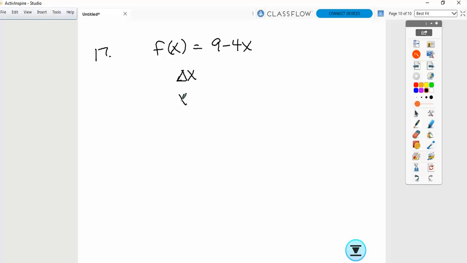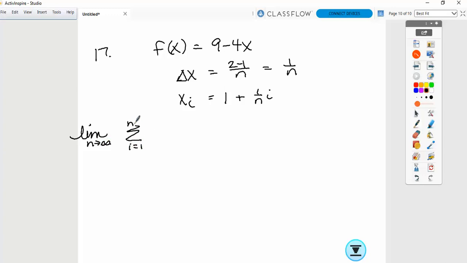Okay, so we have to find, first of all, the change in x and x sub I. My change in x, we're on the interval 1 to 2, so 2 minus 1 over n, so 1 over n. X sub I is your starting point, so this interval started at 1, plus the change in x times I. So now we're going to do the limit as n approaches infinity of the sum from 1 to n of f of x sub I times the change in x.